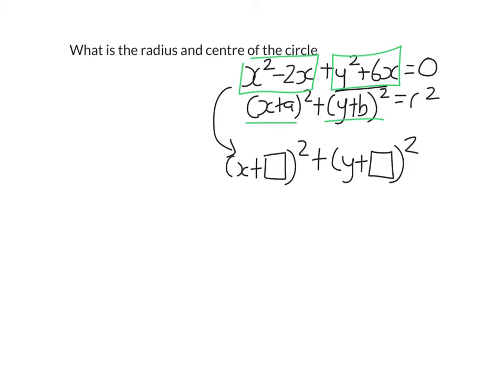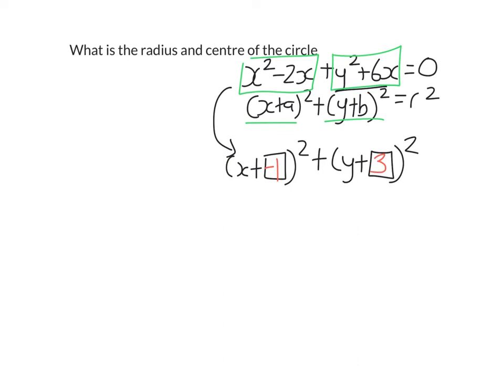Remember, it was b over 2. So if we view just this as a quadratic, a is 1, b is −2. So half of −2 is −1. Similarly, we can do the same here. This is like a quadratic where y is the variable, b is 6, we halve that, and we get 3.